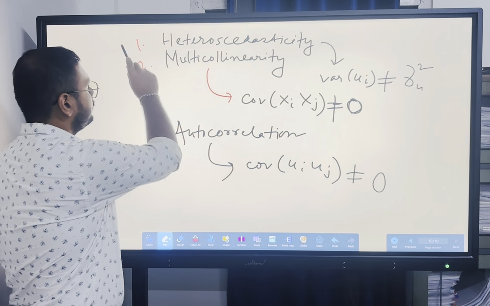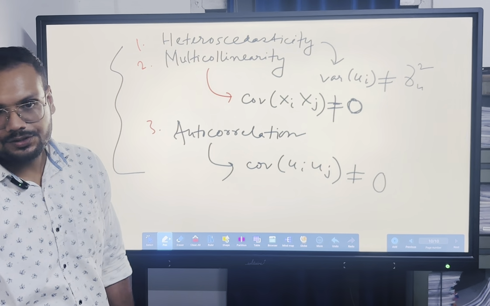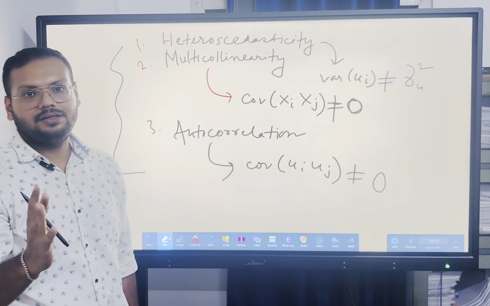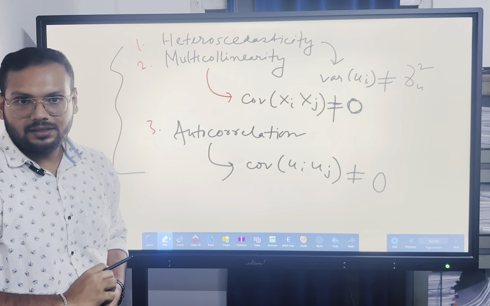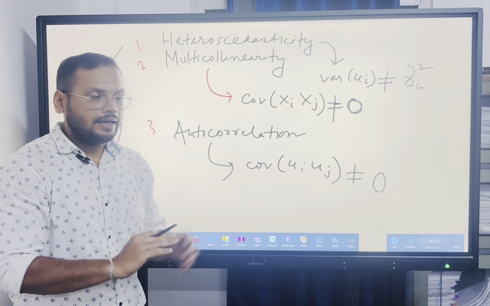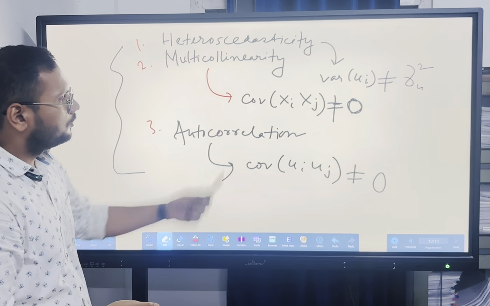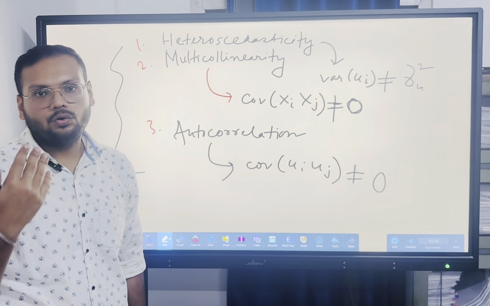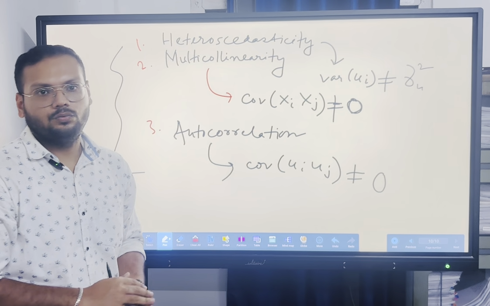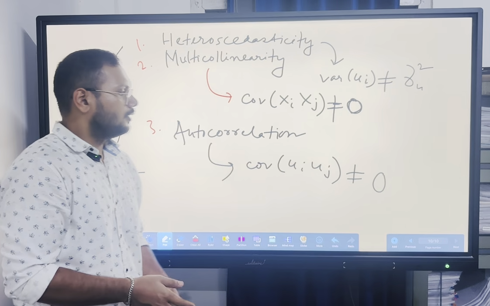So these are the three most important violations of the assumptions of the classical linear regression model that can happen when you are estimating or formulating a model, and our duty is to correct, remedy these problems before going forward with estimation of a model.